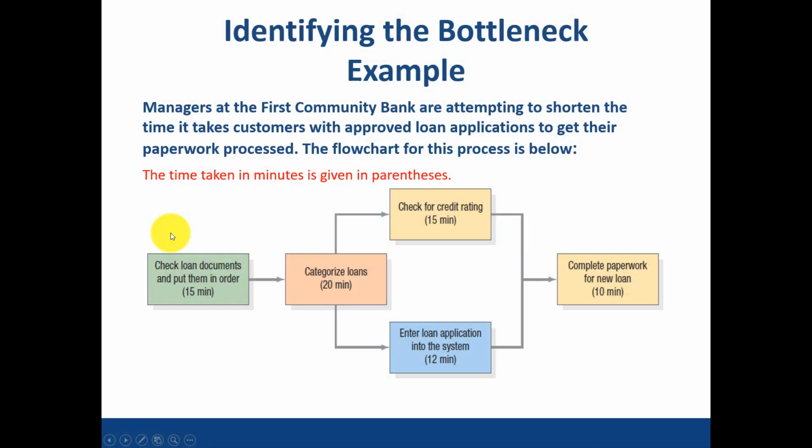So here we have a flow chart with steps and also with times. The numbers that you see here in parentheses represents the time needed per loan to perform that specific activity. So for instance, for checking loan documents and put them in an order, they take on average 15 minutes per loan. To categorize them, 20 minutes per loan, and so on.